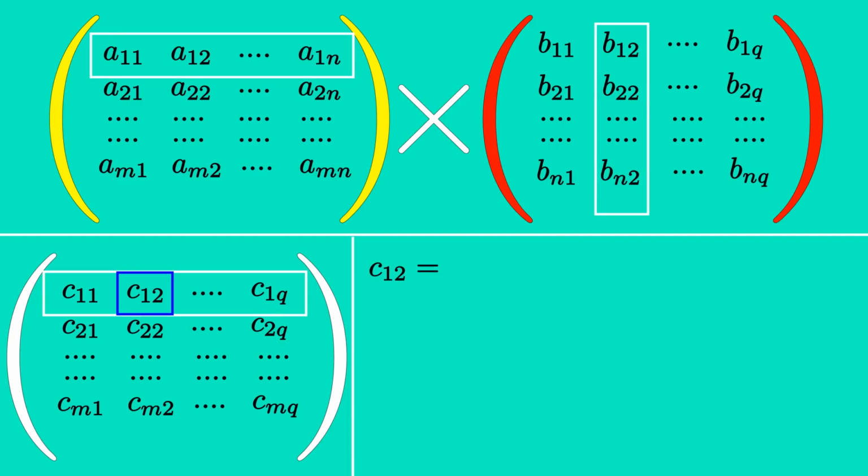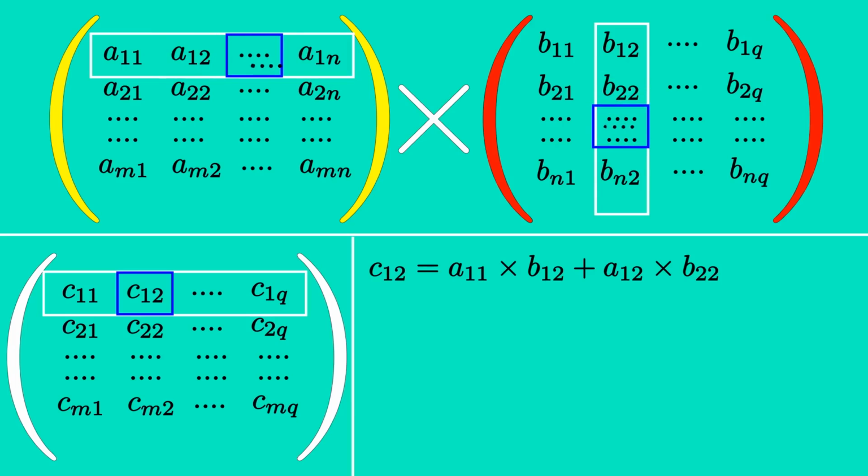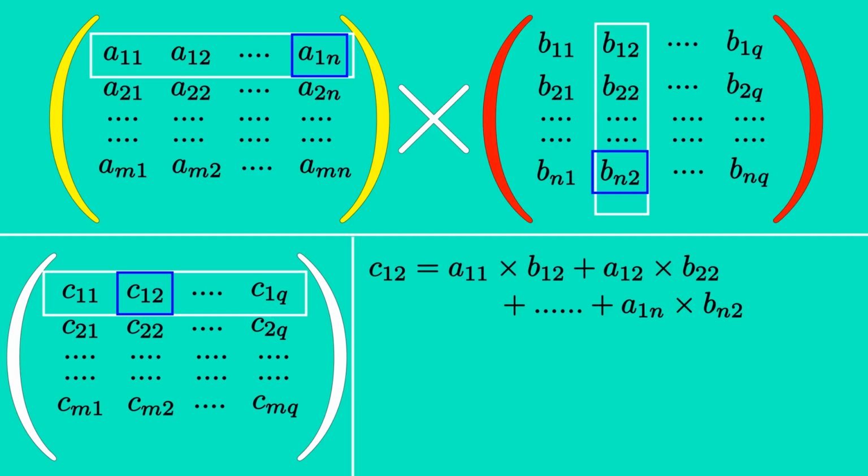So this is equal to the first term of this row multiplied with the first term of this column, plus move to the next element of this row, multiply it with the next element of this column and take the sum. Do the same thing for the rest of the elements. So the last term would be the last term of this row multiplied with the last term of this column.